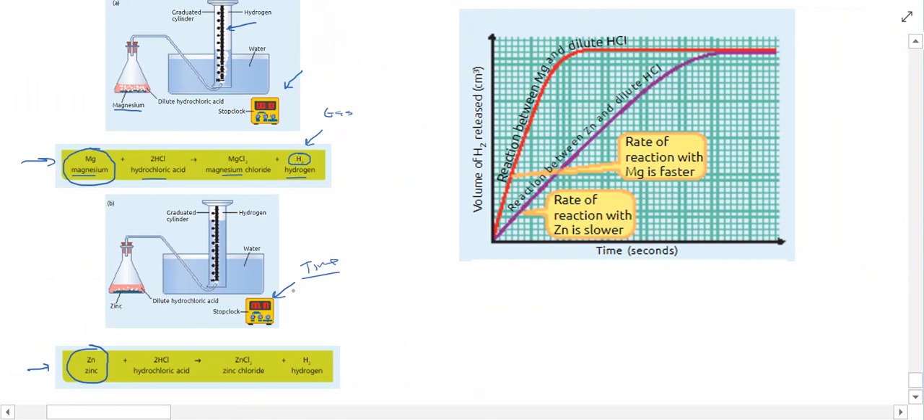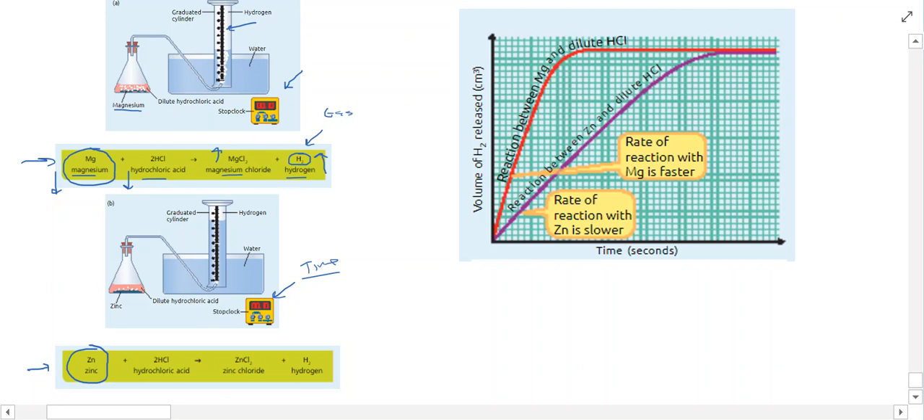So remember, the rate of reaction relates to the change in concentration of the reactants or the products. As the reaction goes on, the amount of magnesium is going to drop, the amount of hydrochloric acid is going to drop, the amount of magnesium chloride will increase, and the amount of this gas, the hydrogen gas that's produced, will increase as well. So the concentration will increase.